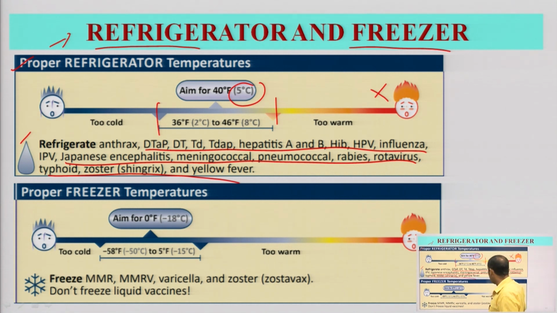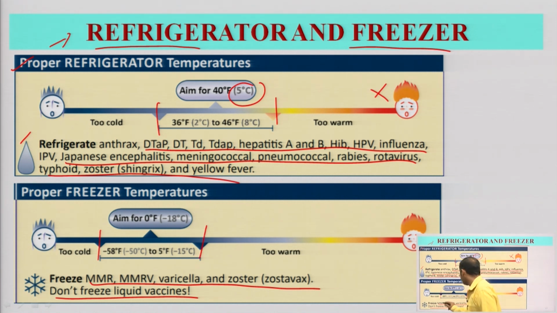But for these kinds of diseases, MMR, MMRV, varicella, you need a temperature range of minus 50 degrees centigrade to minus 15 degrees centigrade, a very low temperature. So, you have to understand that in one refrigerator you cannot store all these vaccines, or if you store them you have to maintain this temperature. Okay.